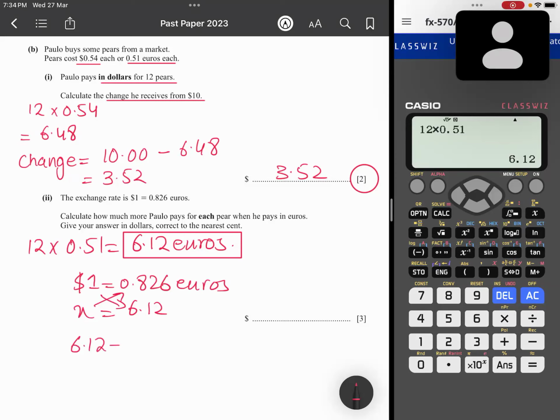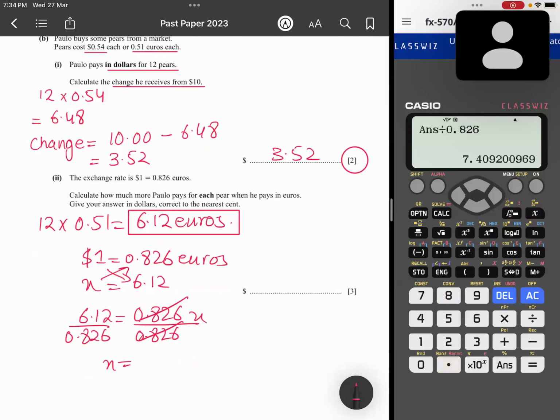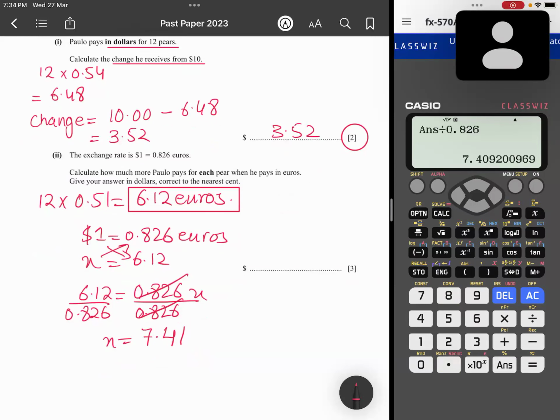So 6.12 is equal to 0.826x, divided by 0.826, divided by 0.826 cancelled. So x is equal to 6.12 divided by 0.826. So the answer is 7.409. So I will write 7.41. So the question is asking to calculate how much more Polo pays for each pair when he pays in euros.